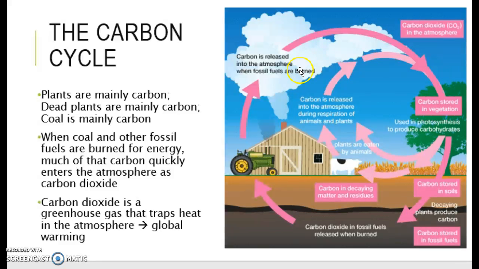I think I got cut off. It's when they're being burned. And it goes through this cycle and process. Remember, plants are part of this. Carbon is, of course, released back. It also goes with our fossil fuels being burned. Carbon is in decaying matter and residues. Carbon also is stored in our soils.